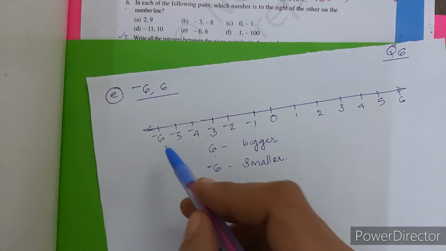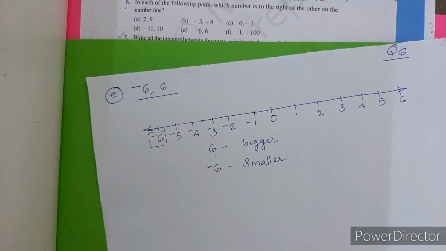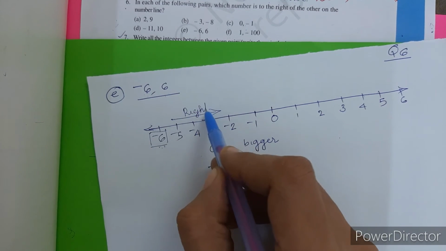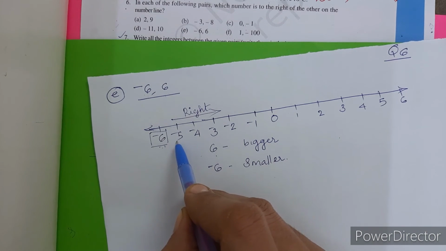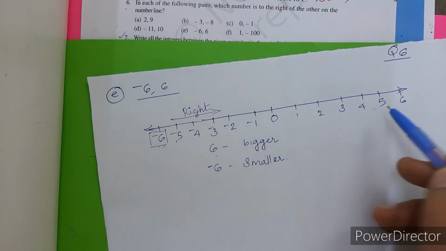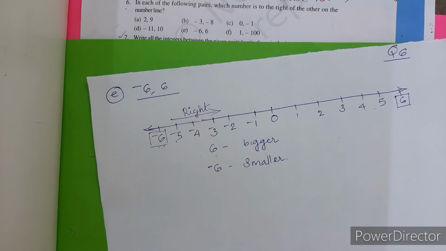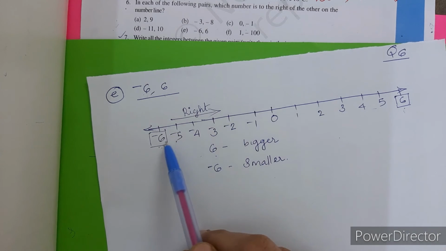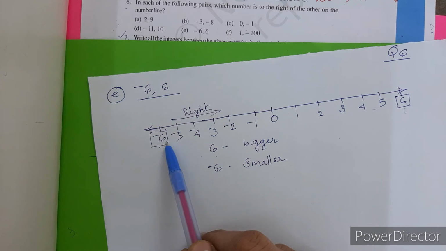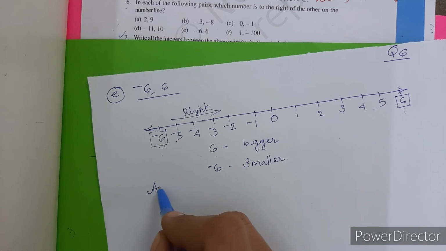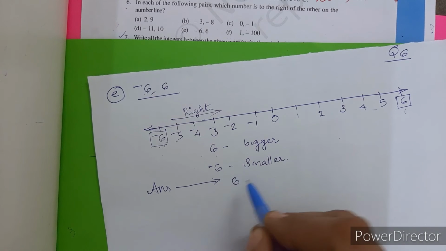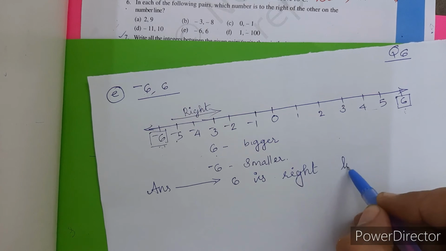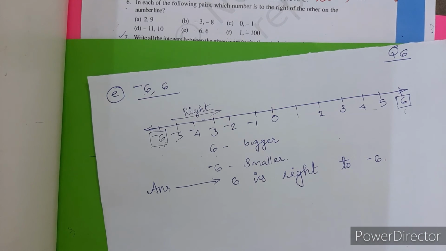In this number line, this is minus 6. This is the right side of minus 6. So we can go from here this way, and we can reach 6. So the bigger number, that is 6, is present on the right side of minus 6, that is the smaller integer. So the answer is 6 is right to minus 6.